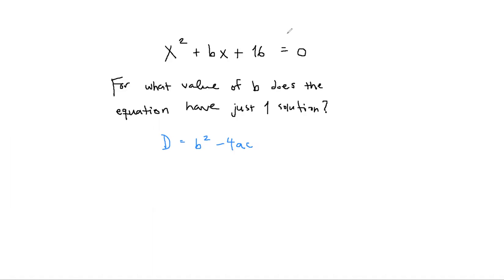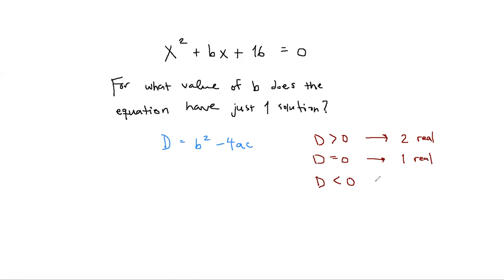There are three cases. The discriminant can be greater than 0, the discriminant can be equal to 0, or the discriminant can be less than 0. And each of these cases tells us something different. If the discriminant is greater than 0, it means that the quadratic has two real solutions. If the discriminant is exactly 0, it means that there is one real solution.